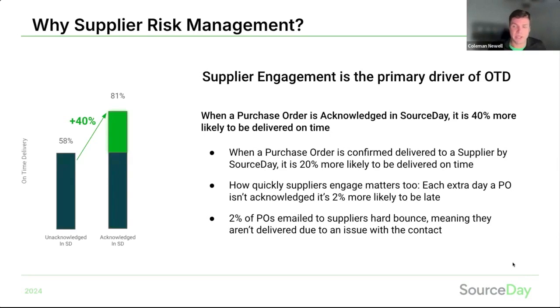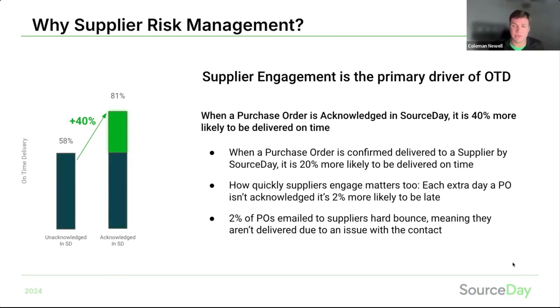Secondly, even just making sure that the purchase order is successfully delivered to the supplier matters to on-time delivery. So any barrier to being able to successfully deliver a purchase order also decreases on-time delivery. When a purchase order is successfully delivered, it's about 20% more likely to be delivered on time. And then timeliness matters too. Every day a purchase order is not acknowledged increases its likelihood of being late by another 2%.